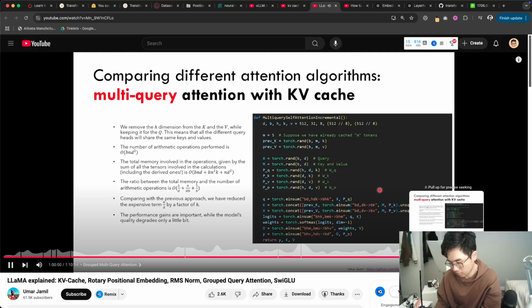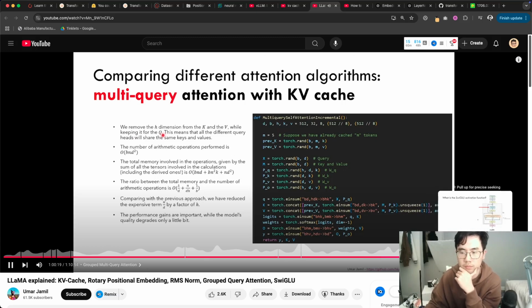So what the author did was to remove the h dimension from the k and the v, while keeping it for the q. So it's still a multi-head attention, but only with respect to q. That's why it's called a multi-query attention. So we will have multiple heads only for the q, but the k and v will be shared by all the heads.